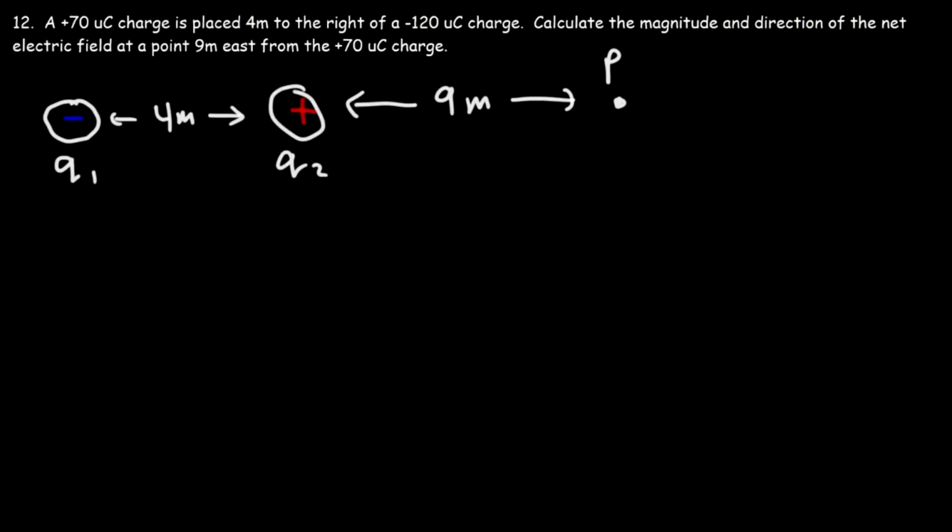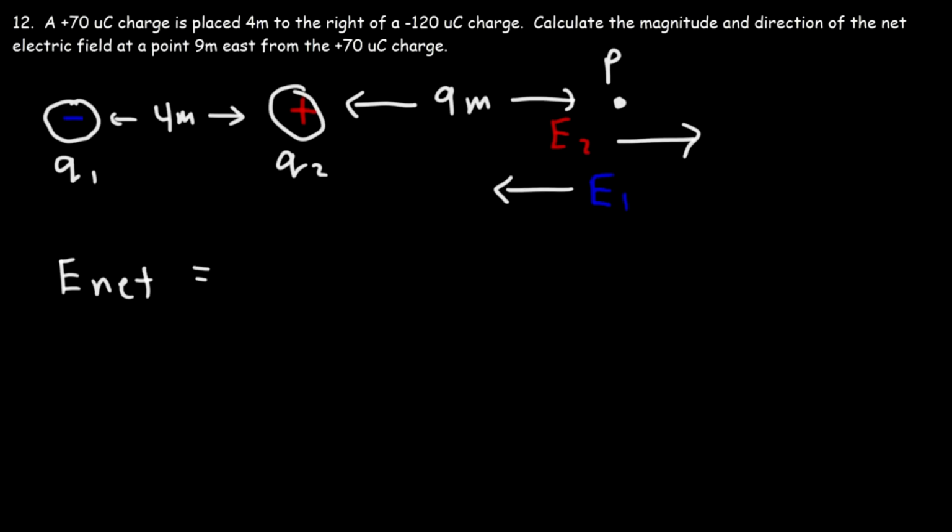So each charge will create its own electric field at point P. Q2 will create an electric field that will be directed away from the positive charge, so it's going towards the right. Q1 will create an electric field that will be pointing towards the negative charge, so it's going to be directed to the left. The net electric field is the sum of these two vectors.